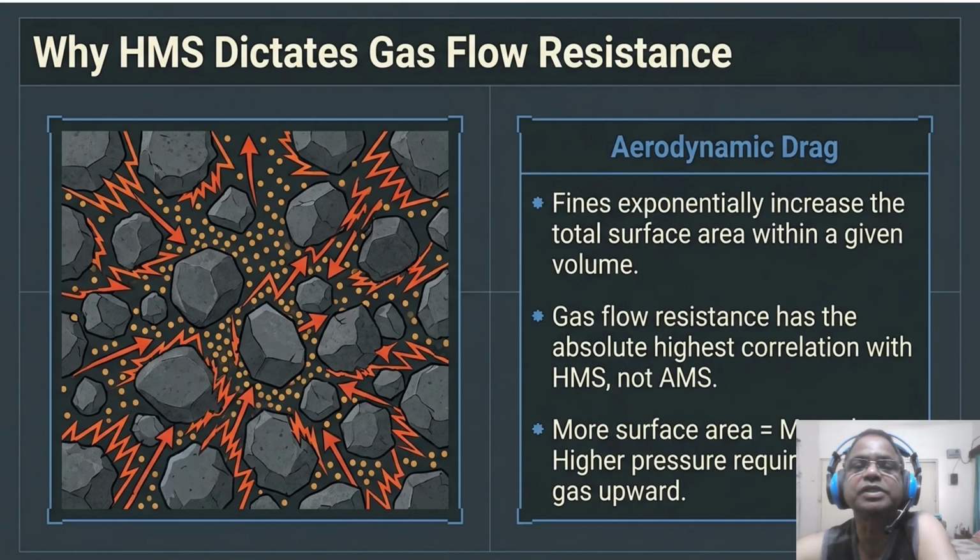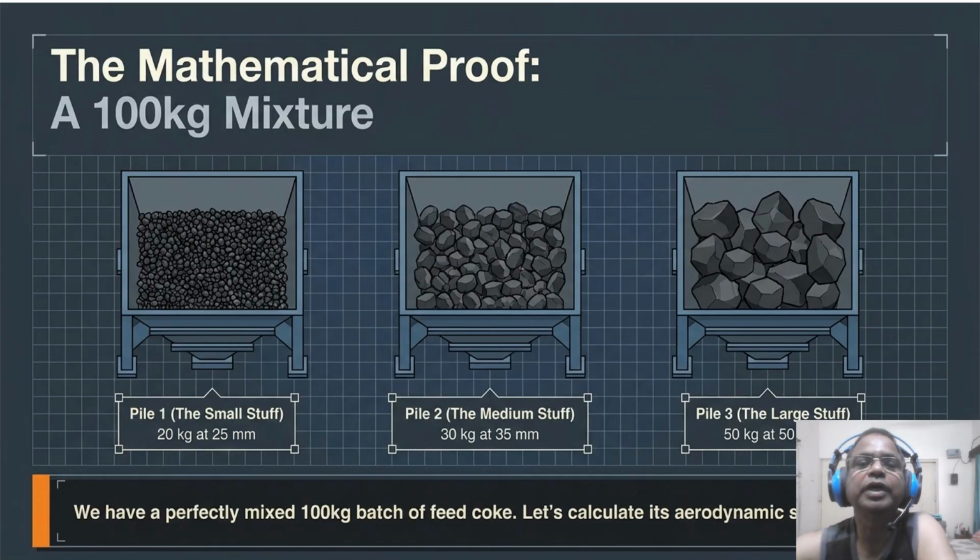So coming to this slide, which is about a mathematical proof, we have taken a 100 kg mixture in order to show this. So let's walk through a practical example we have prepared. We have a perfectly mixed 100 kilogram batch of feed coke.